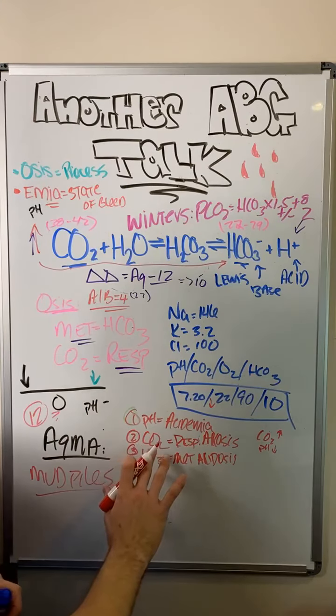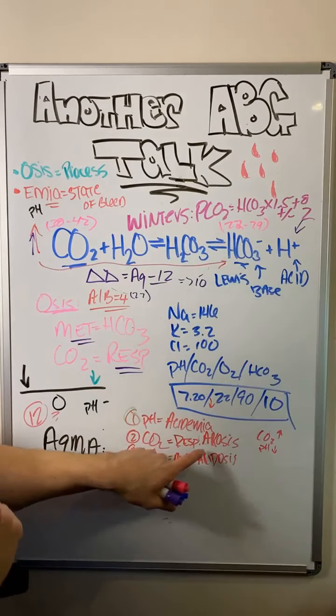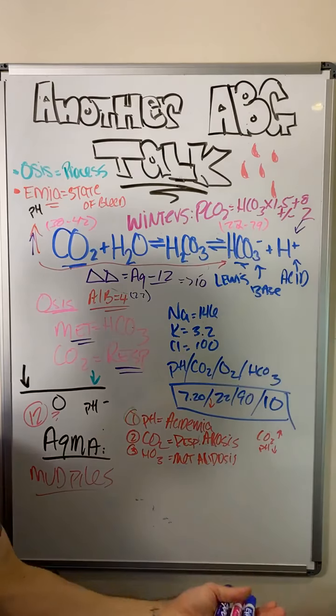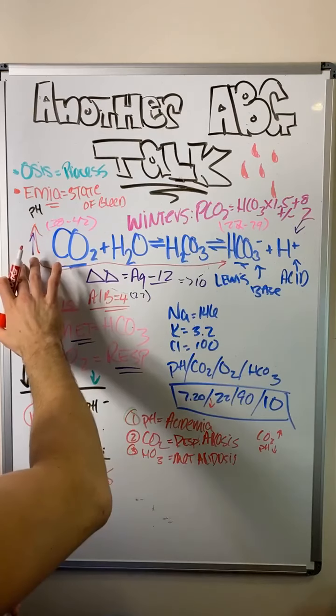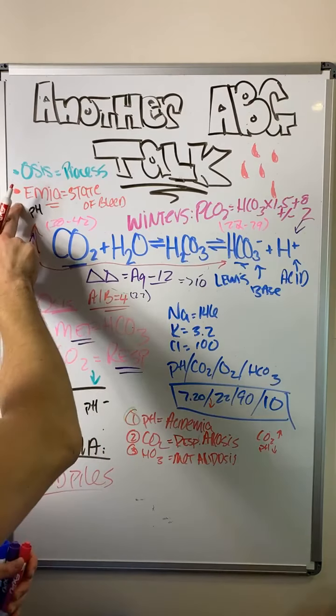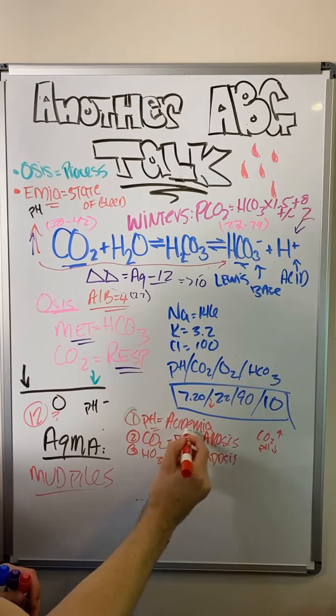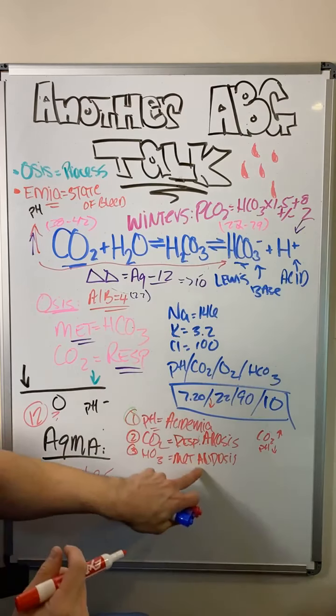COVID brain. So we have a respiratory alkalosis going on. We have a metabolic acidosis going on. And so what ends up happening is our emia, the state of the blood, is an acidemia, and the metabolic acidosis is the thing that's winning.